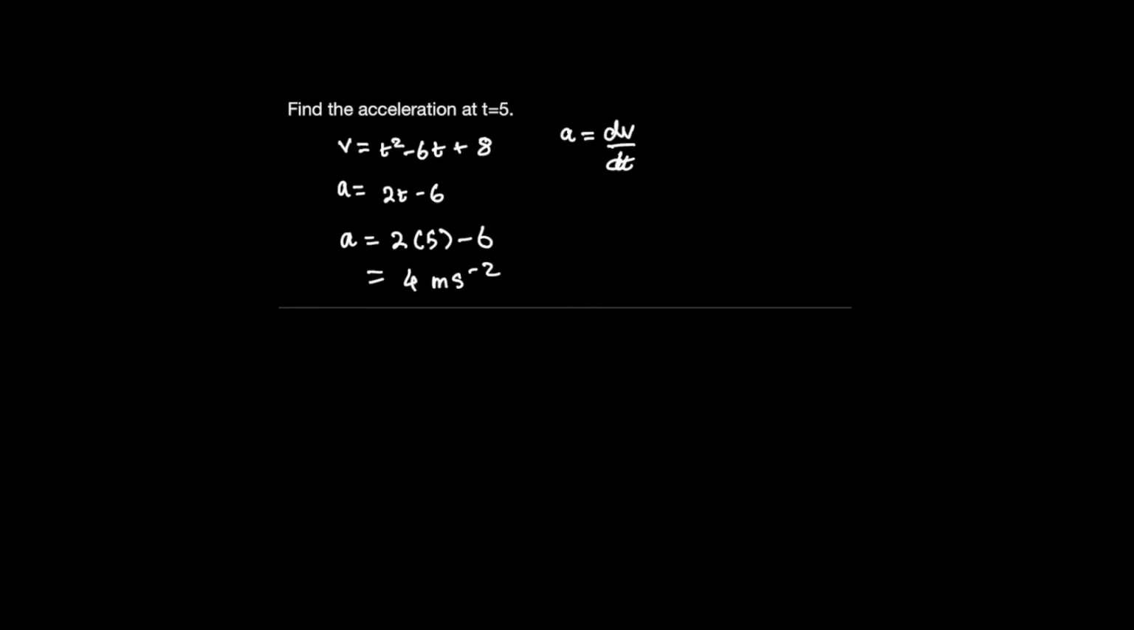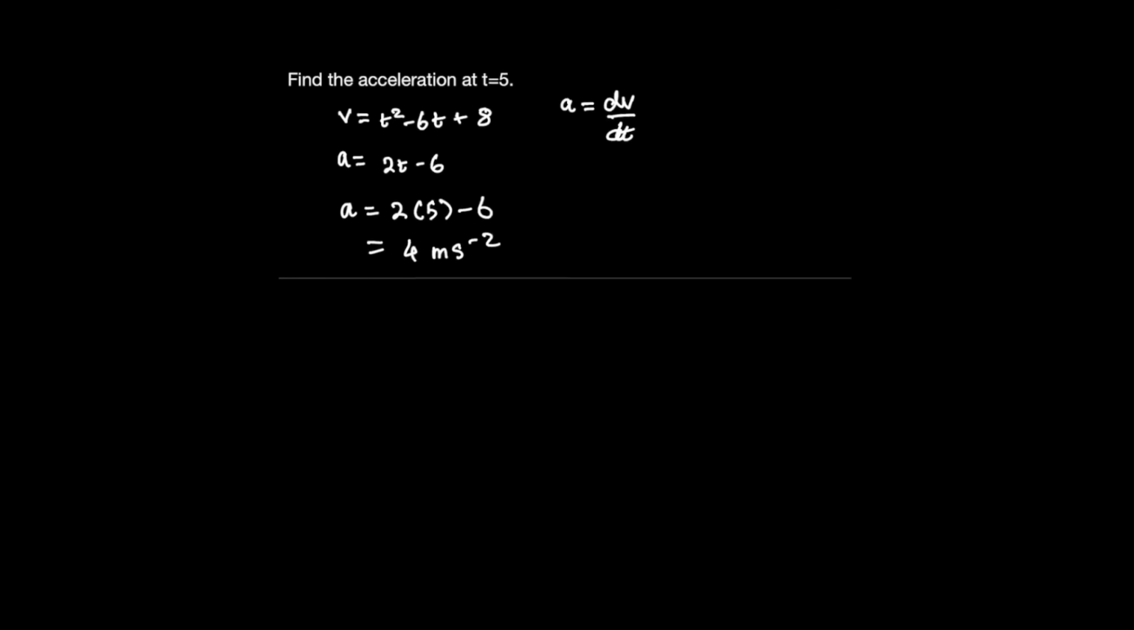This is super simple. We know that velocity is equal to t square minus 6t plus 8, and we know that acceleration is equal to dv by dt. So we differentiate this, and we find that this is equal to nothing but 2t minus 6, and then we substitute t equals 5, and the acceleration would be nothing but 4 meters per second square.